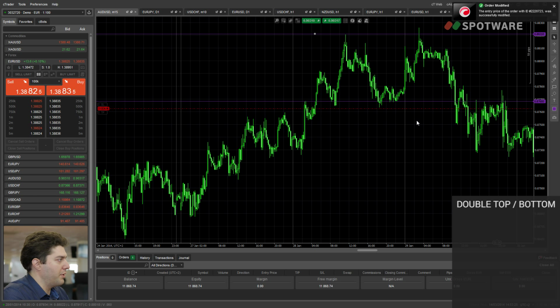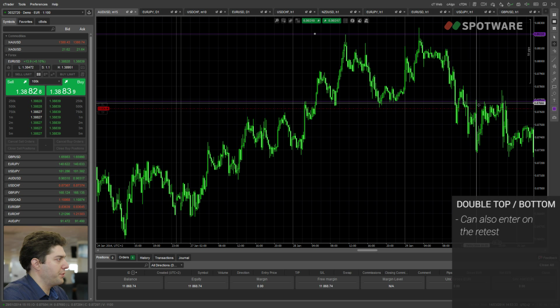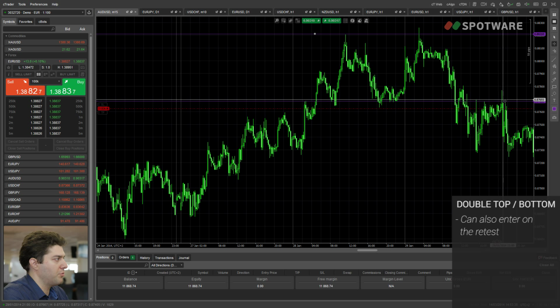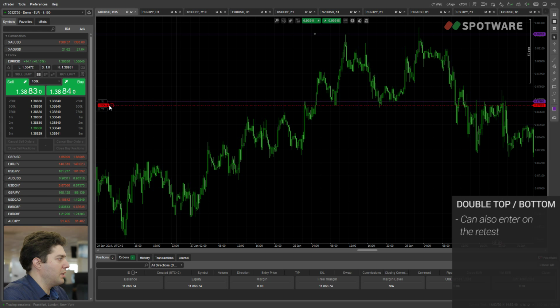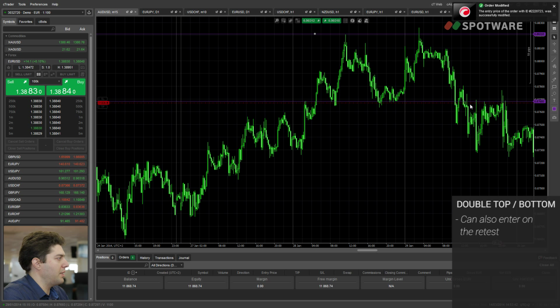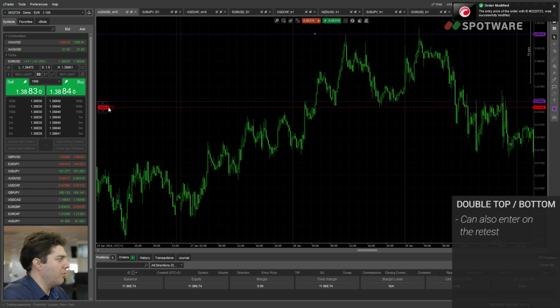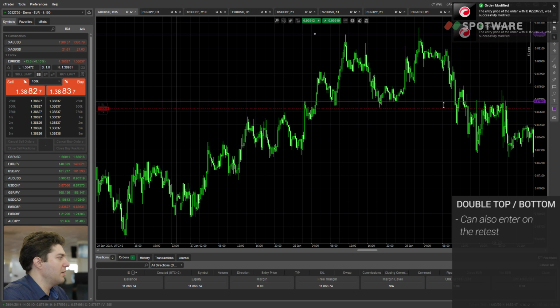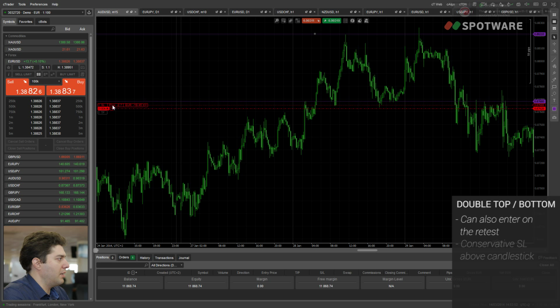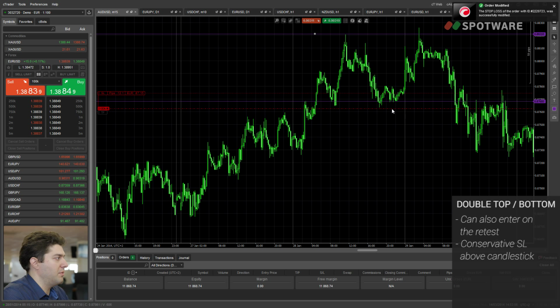You can also trade it on the retest. So after the support is broken, it's going to be retested again, and then we have two spots. Here it's retested once, and here it's retested twice, when we can enter. Let's say that we're going to trade immediately on the first candlestick that breaks the pattern. You can put your stop loss very conservatively, just above the candlestick. This is an extremely conservative stop loss.